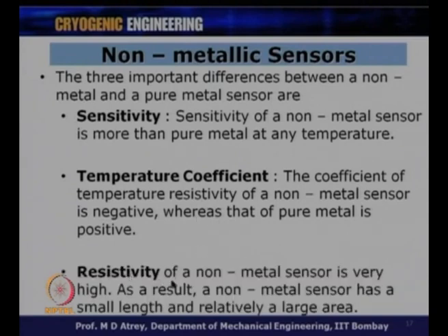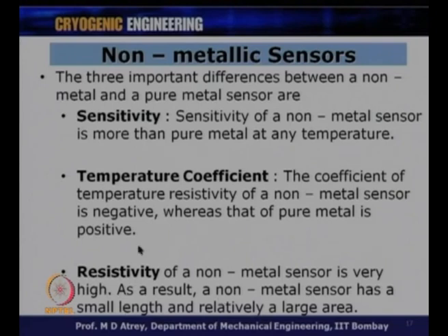Resistivity. Resistivity of a non-metal sensor is very high. This is very important. Alright, resistivity high. As a result, a non-metal sensor has a small length and relatively a large area. So, because the resistivity is very high, and you are talking about variation of resistivity with temperature, variation of resistance with temperature, and resistance depends on the resistivity, length, area, etc.